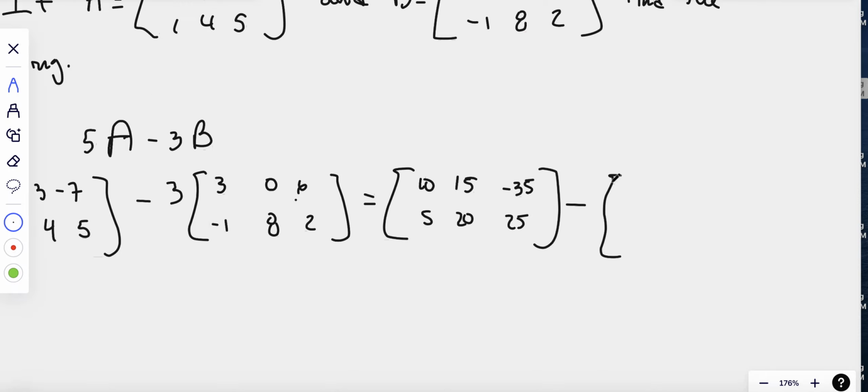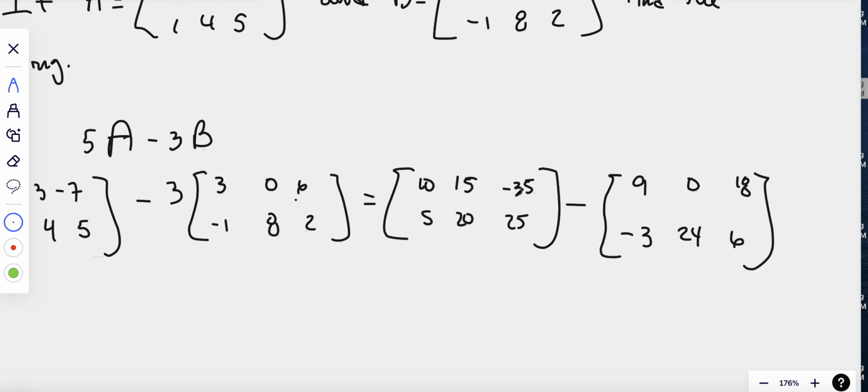So what is that equal to? Well, sorry, this is a +3, so 3 times 3 is 9. Okay, I'm going to leave that minus there. 3 times 0 is 0. 3 times 6 is 18. And then 3 times -1 is -3. 3 times 8 is 24. And 3 times 2 is 6.